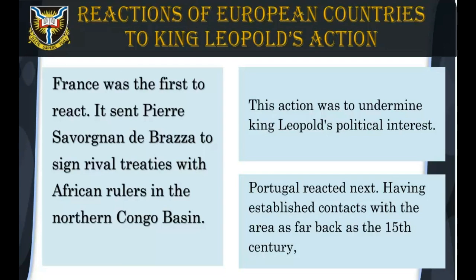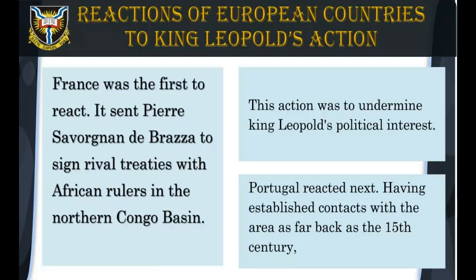Reactions of European countries to King Leopold's action. France was the first to react. It sent Pierre Savorgnan de Brazza to sign rival treaties with African rulers in the northern Congo Basin. This action was to undermine King Leopold's political interest.